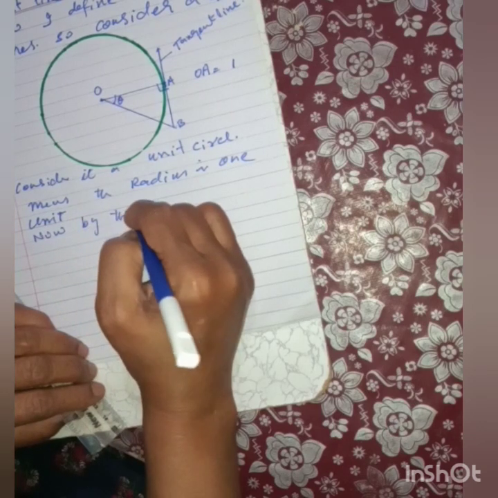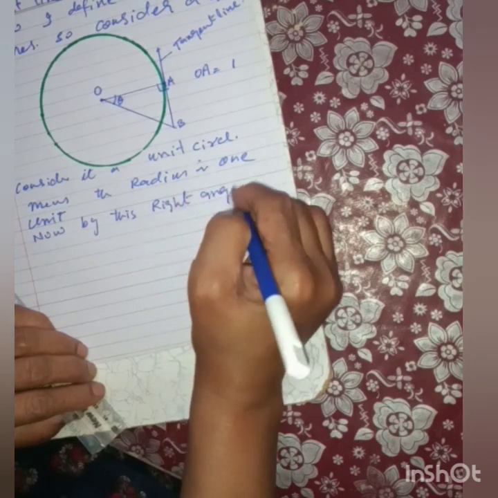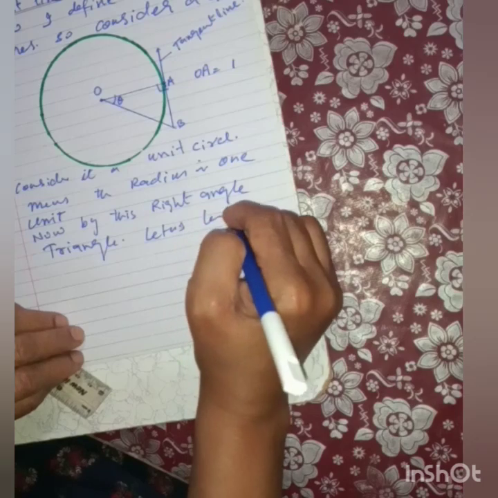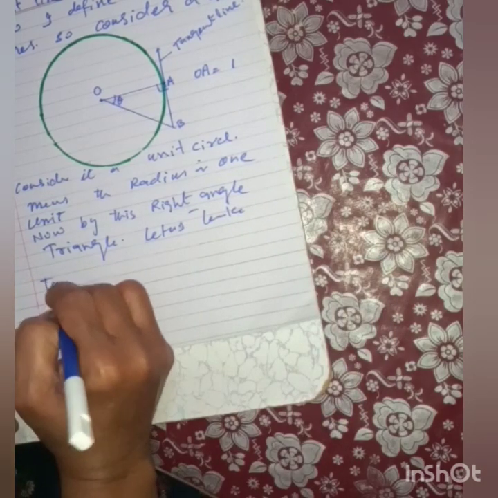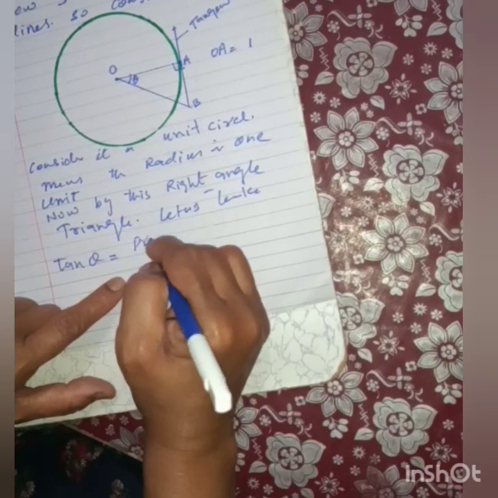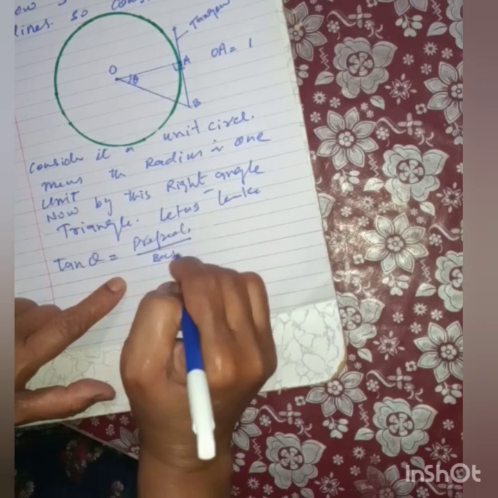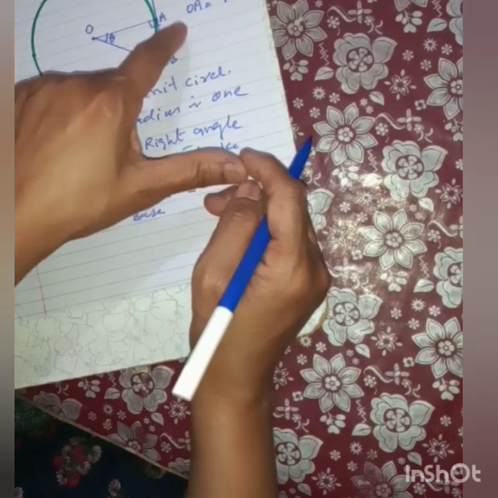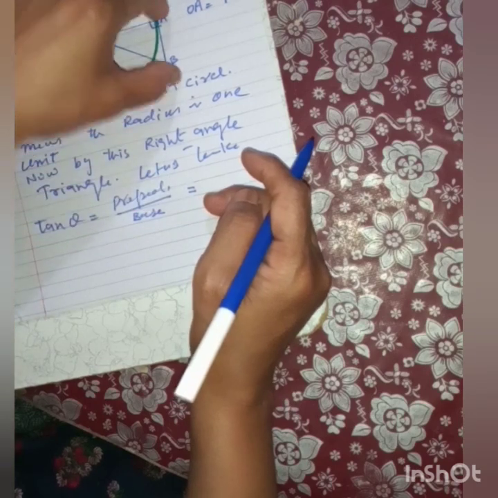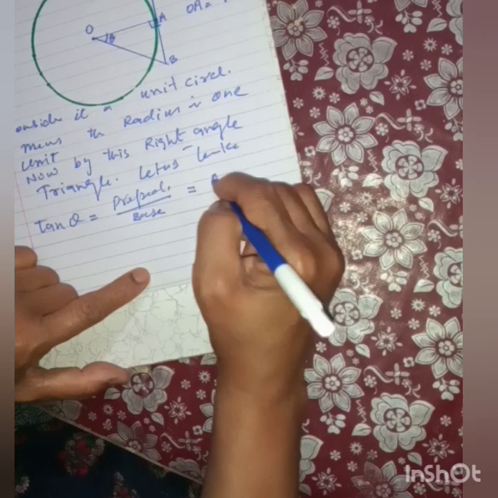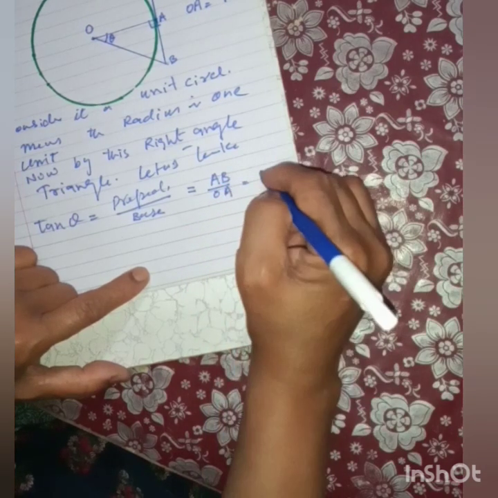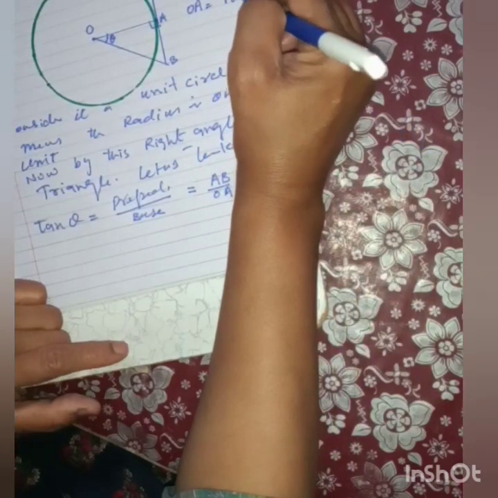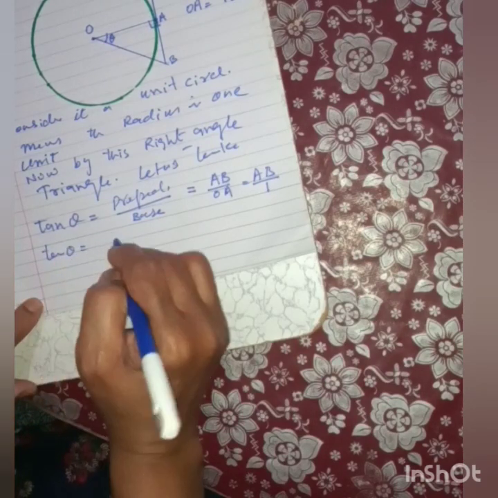Now let us take this right angle triangle. Tangent theta will be equal to perpendicular over base. Now the perpendicular of this triangle is AB and base is OA. So it will be equal to AB divided by OA. This is equal to AB divided by 1 because it is a unit circle. We have defined that OA is 1 unit. So the tangent theta is equal to AB.